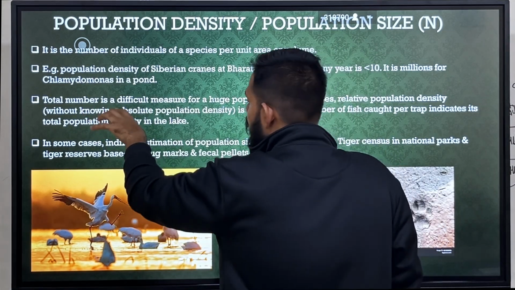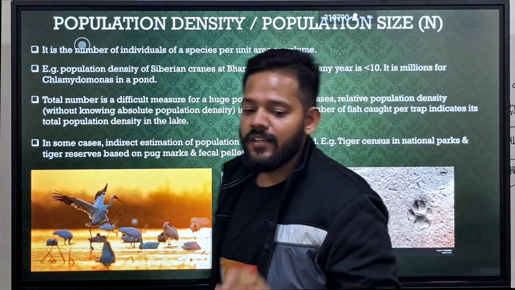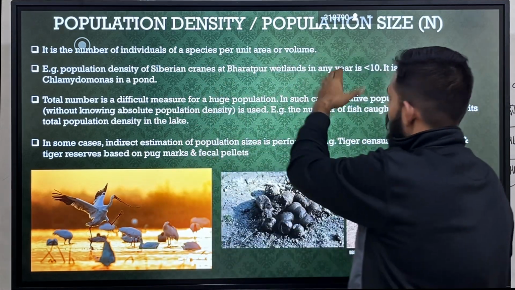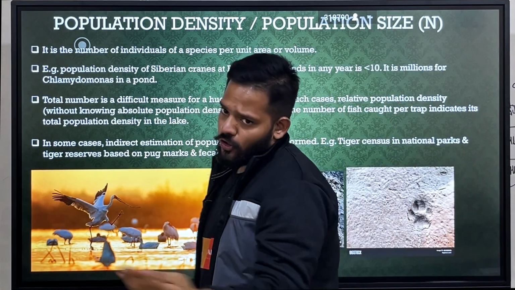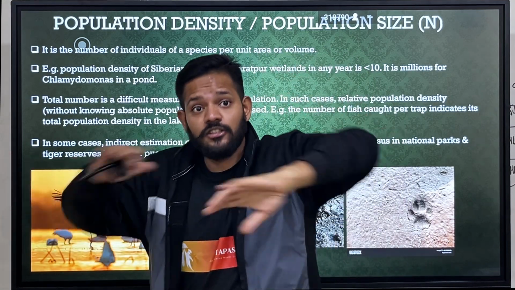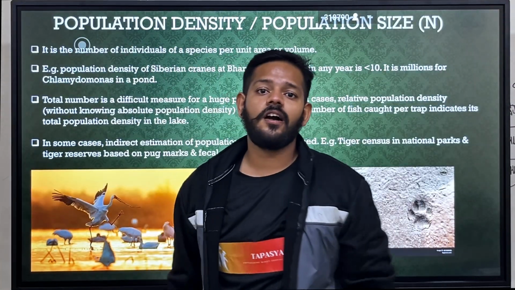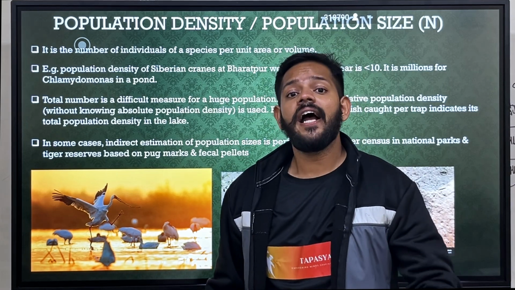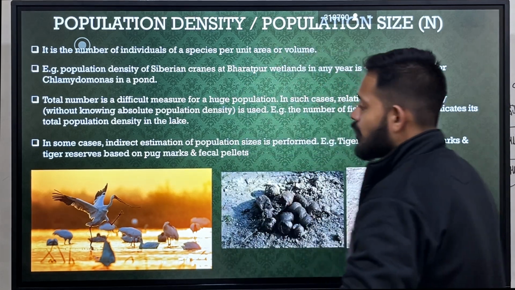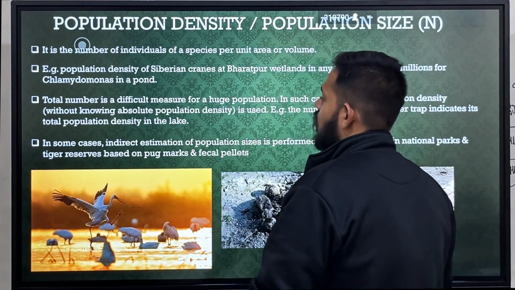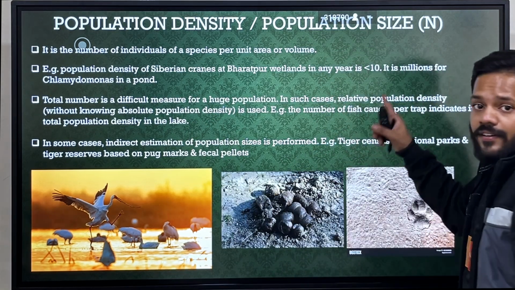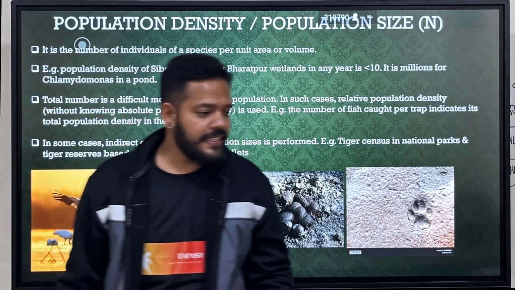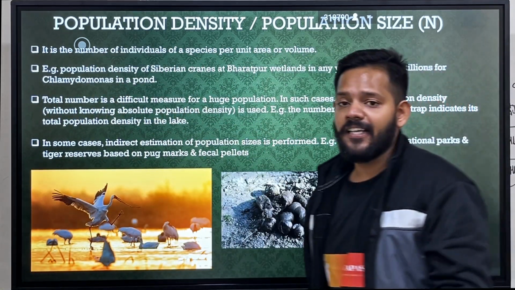Okay, next, total number is a difficult measure for a huge population. Now, numbers like more than 10 or less than 10, you can easily count on fingers. But a million in number, you cannot count on fingers or on sheets. So for that you will do an estimate. Okay, you find out a probability, and that is called absolute population density or relative population density. What does that mean? You are giving some probability that this type of population can be present in a particular area.